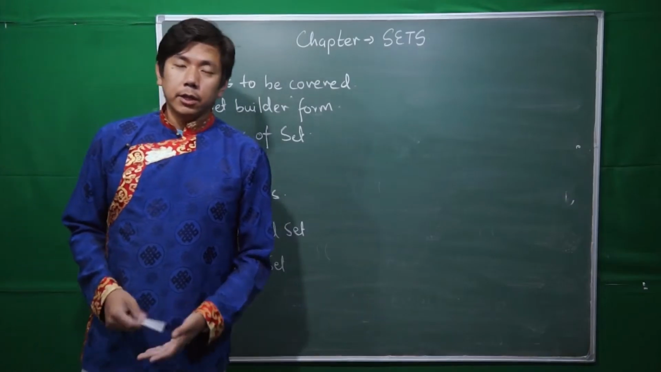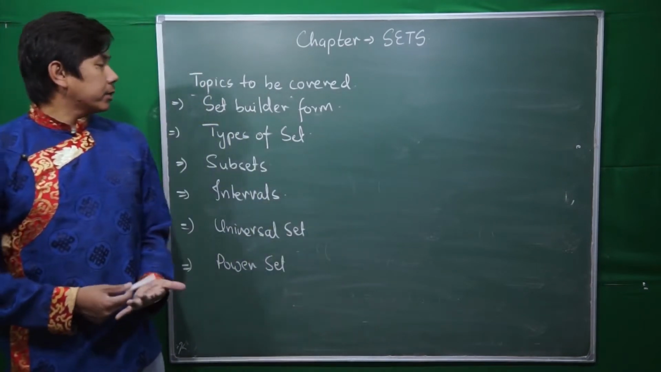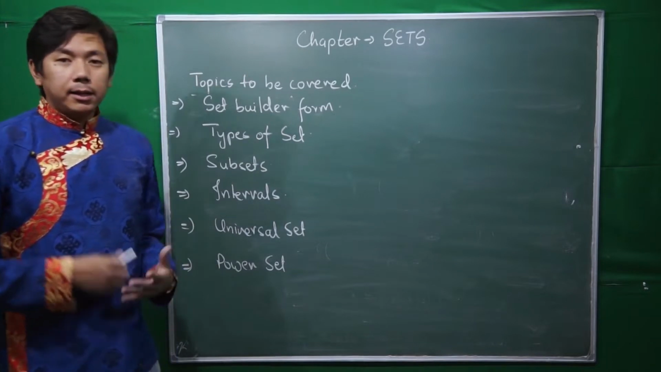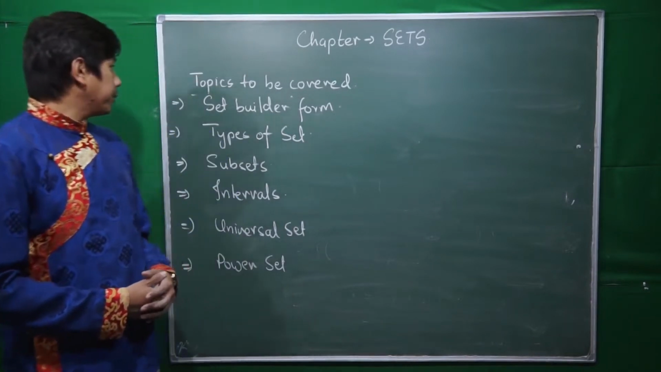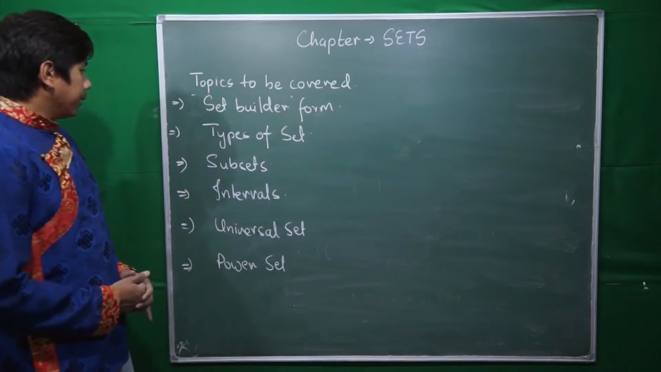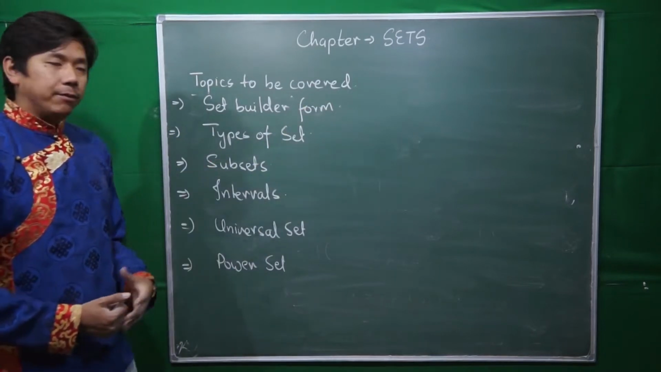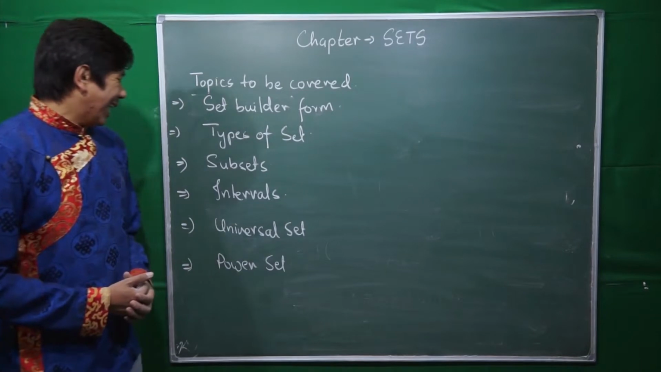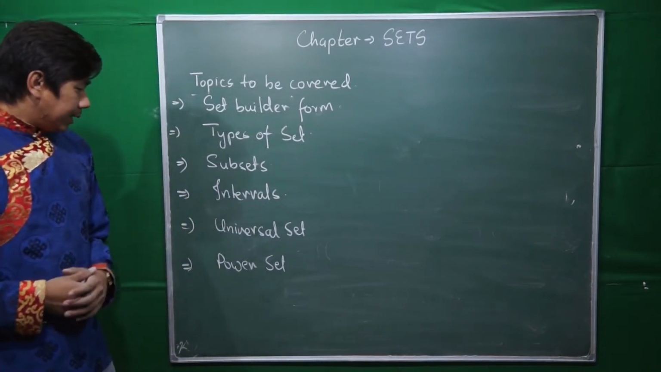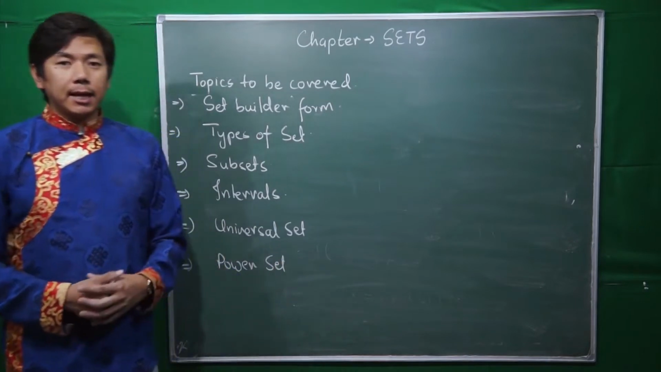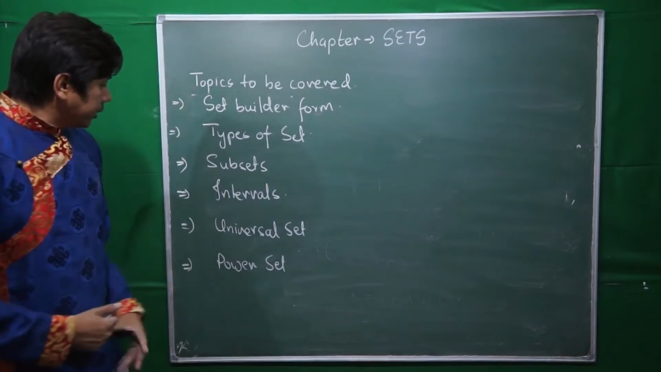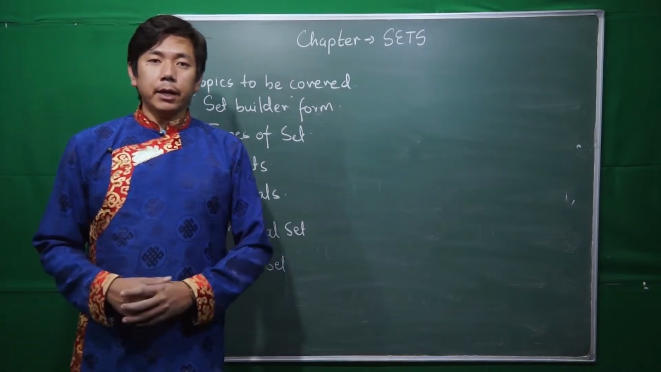Hello everyone. So we are going to go with the second version of our chapter sets, and we are going to clear certain topics on the chapter sets that are: first one, set builder form; second one, types of sets, and then we'll be talking about subsets and how to represent intervals. That is an important part. And then we'll be talking about universal set and how do we use power sets as well. So these are the certain topics that we'll be covering today.